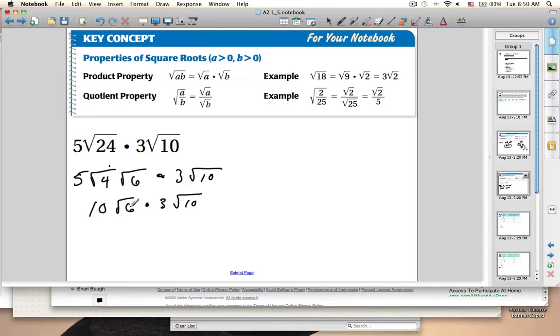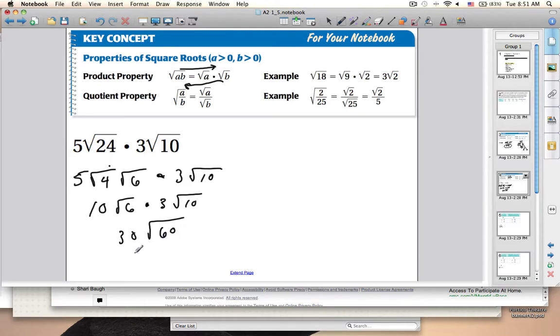Now if I feel like I've gone as far as I can go, I can multiply the coefficients and also multiply the radicals. So you can see that the square root of a times the square root of b would be the square root of a times b. So now I'm using this property going in the other direction. Before, I used it to split it apart going in this direction. And now I'm going to use this rule to put these two radicals back together. So 10 times 3 is 30. 6 times 10 is 60.